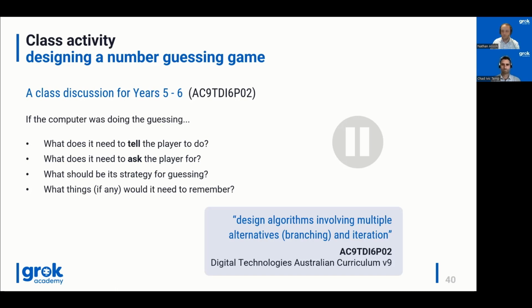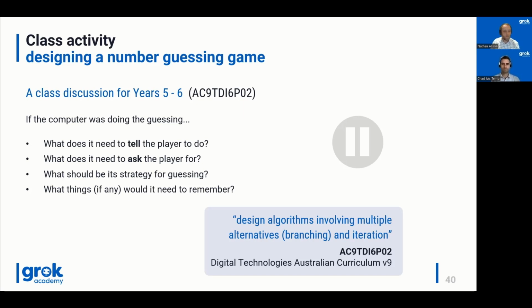So you're saying to the computer, I've got a number between 1 and 100. The computer doesn't know what the number is, but it's going to try to guess it. All it can do is respond when you say higher or lower or correct. So you might ask these questions in the class discussion. What does the computer need to tell the player to do as part of this guessing game? It might tell the player, think of a number. It might tell the player, is it this? And what does it need to ask the player for? What information does the player need to give to the computer so it can make its next guess?